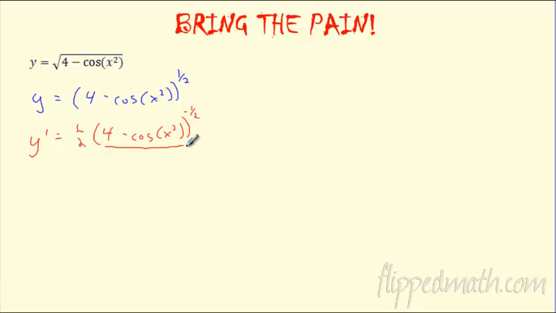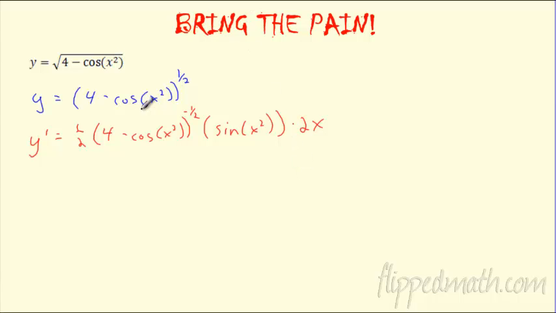Now we have to take the derivative of this inside part. So we froze it. We have to take the derivative of that inside part. So what is the derivative of that? Well, the 4 disappears. What's the derivative of negative cosine? Well, negative cosine turns into positive sine, because remember cosine likes to go negative, but it was already negative. And then don't forget we have another inside right there. We have to take the derivative of the inside of that. So what's the derivative of x squared? Boom, we've got this little 2x here at the end.